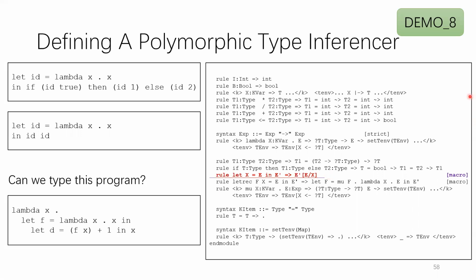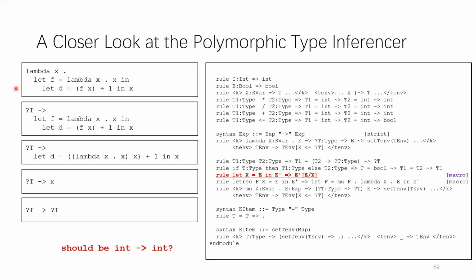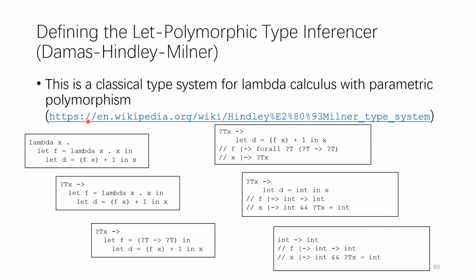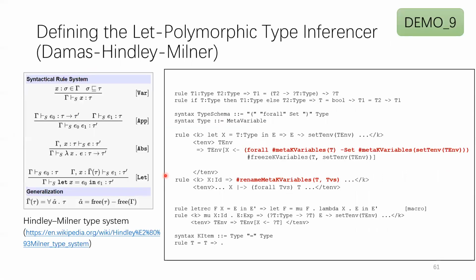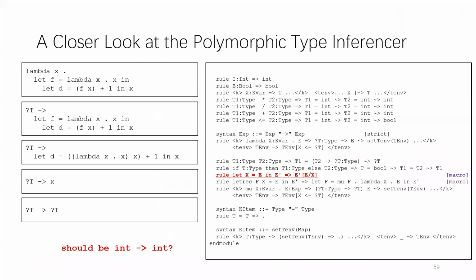So okay, yeah, I think what we're really talking about is this. Let's skip this. So is this the DHM type inferencer? Yeah, and we'll end up with this one. So let me just quickly show. Yeah, let's just show the definition. So this is the right way to do it.